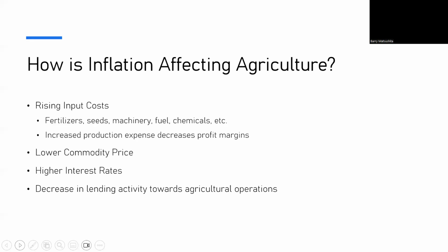So the first question we have to ask is, how is inflation affecting agriculture? And one of the big things we'll discuss is its effect on rising input costs such as seeds, fertilizers, machinery, fuel, chemicals, water, labor, etc.